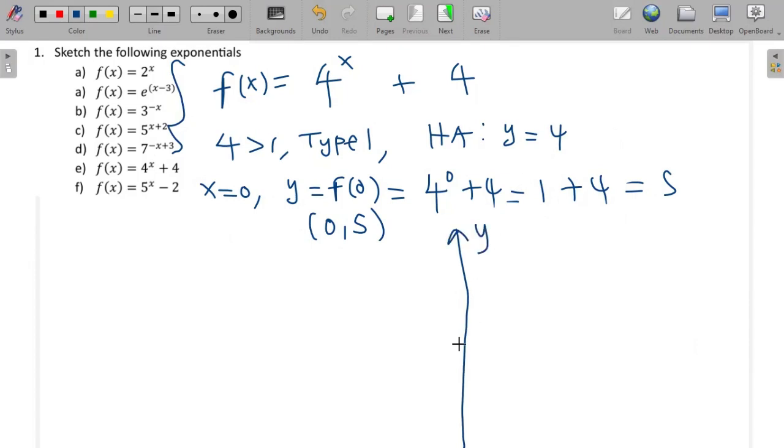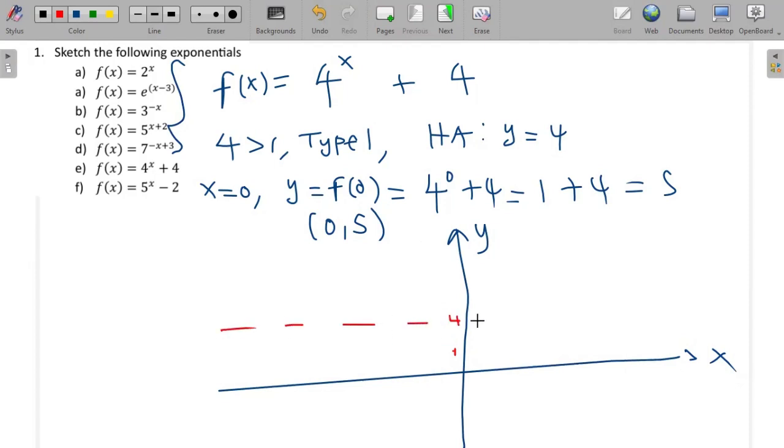So this is my y. This is my x. Okay, so the horizontal asymptote is at 4. So if this is 1 somewhere there, 4 can be somewhere there. So the horizontal asymptote is at 4, like that. So that's my y equals 4, my horizontal asymptote. Okay, and then my y-intercept is at (0, 0.5). So (0, 0.5) can be somewhere there.